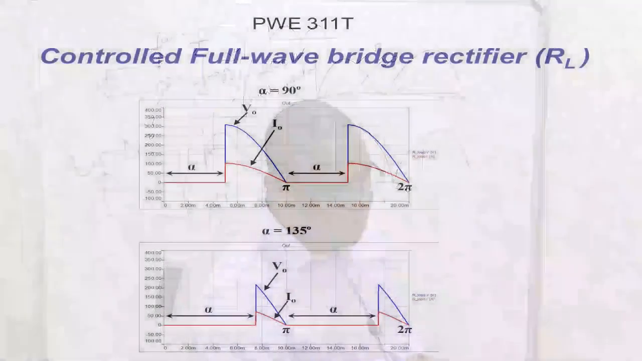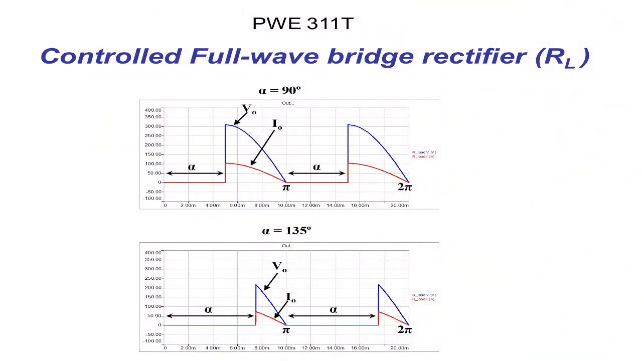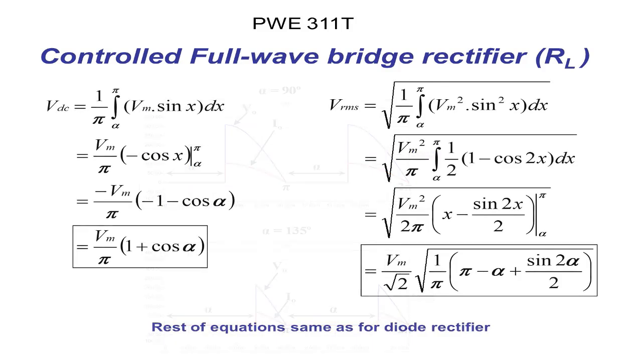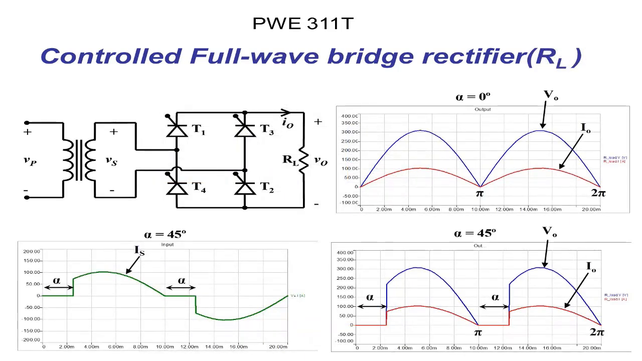So now if you look at the waveforms, what we got here is when the firing angle is 90. This is when the firing angle is 0, where we have our normal full wave. And then when the firing angle is 45, you see that.